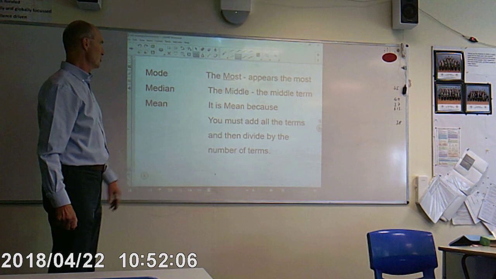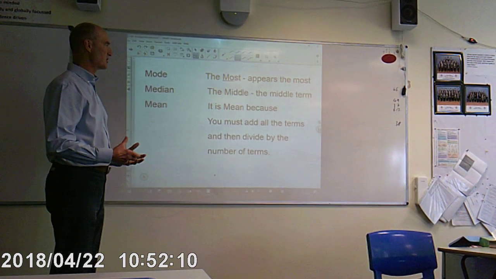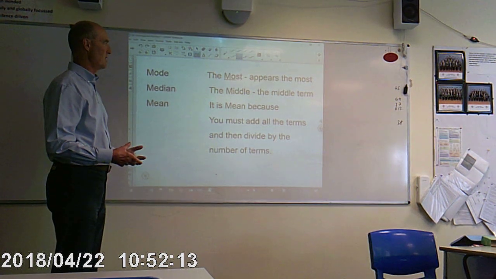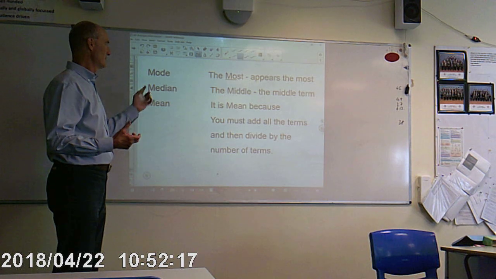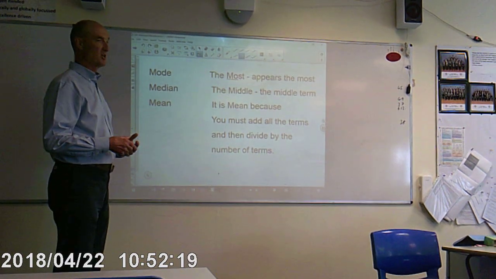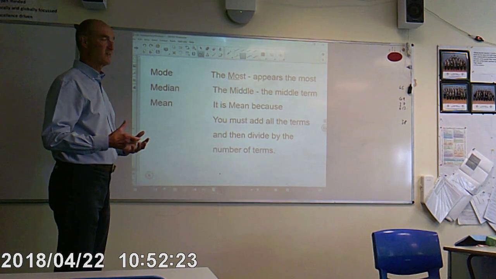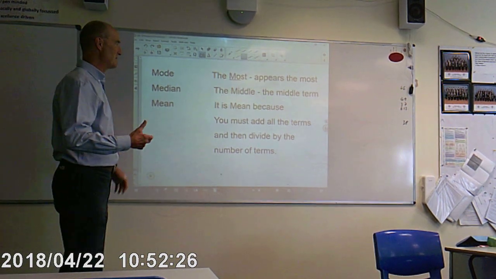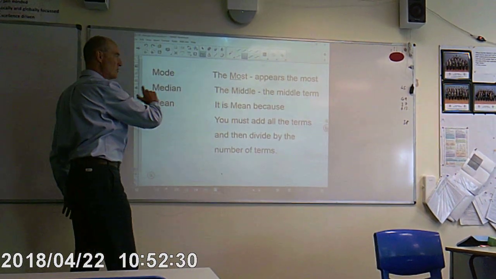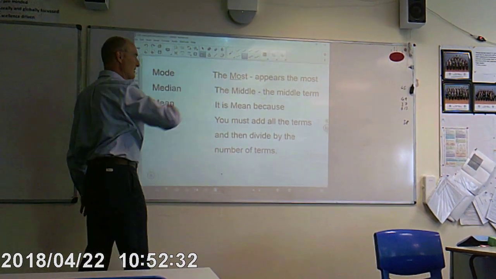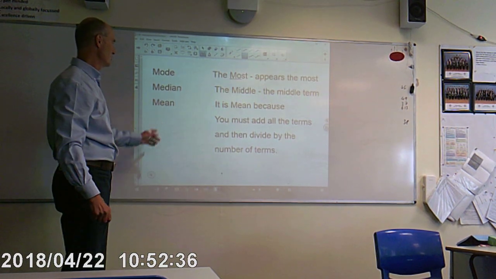So our definitions: mode, sample that appears the most times. So mode, it sounds like most, it's the sample that appears the most times. The median, it's the middle term. Median, sounds like middle, it's the term that comes in the middle. Don't forget, if we're going to have that middle term, we've got to write out our numbers in order, in ascending order. Start with the smallest and go up to the biggest number. And then the number in the middle is our median average.